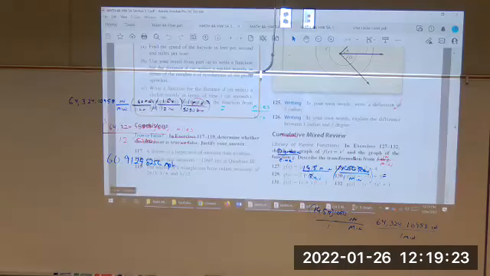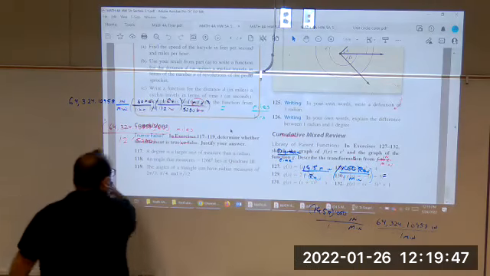The angles of a triangle can have radian measures of 2π/3, π/4, and π/12. Well, the three angles of a triangle have to add up to what? 180. So in radians, they have to add up to? What's 180 in radians? Pi. So do these three add up to pi?